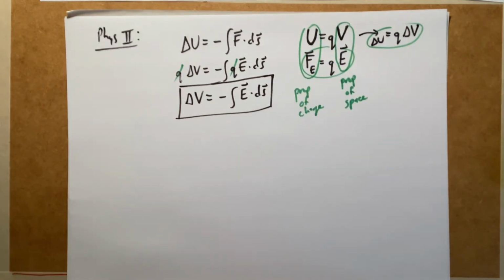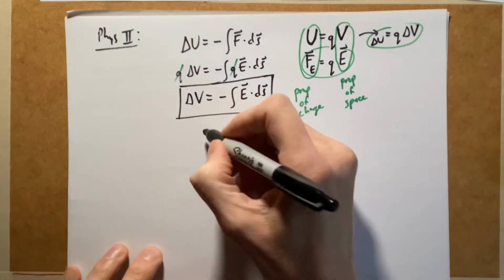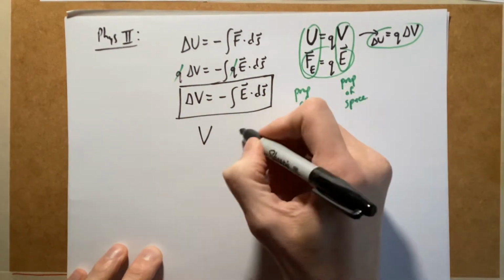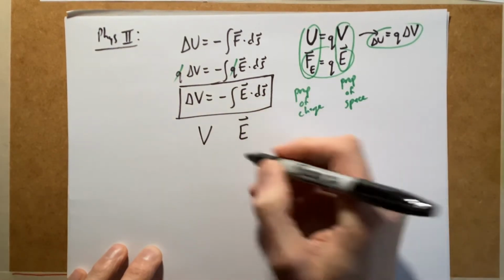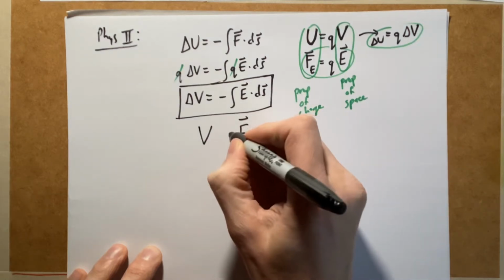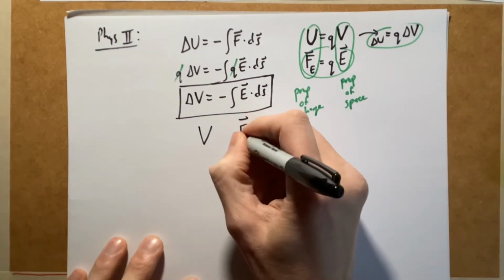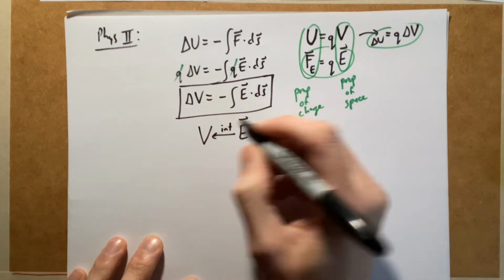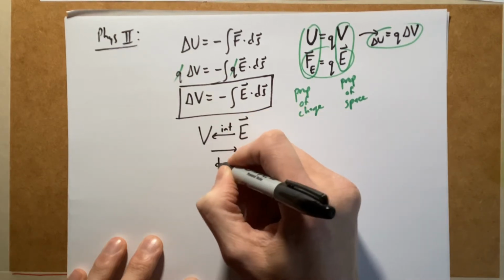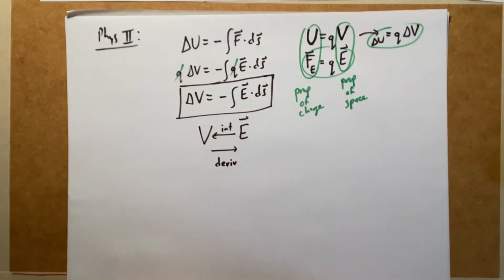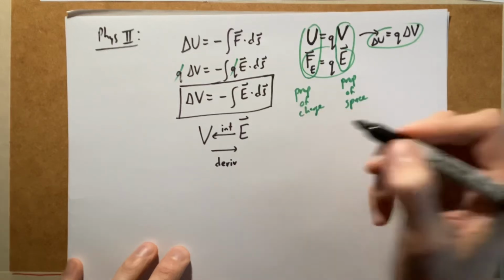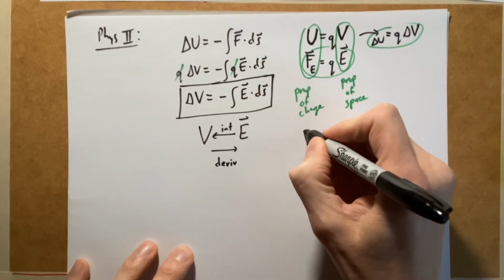Now we have a prescription for going back and forth between the voltage in a region of space and the electric field. If we want to go from electric field to voltage, we integrate, and as you can probably guess, if we want to go the other way, we reverse it and take the derivative. So what the derivative looks like, let me write this first.